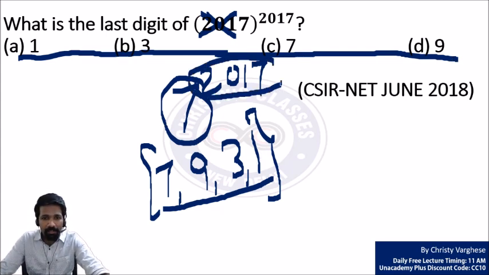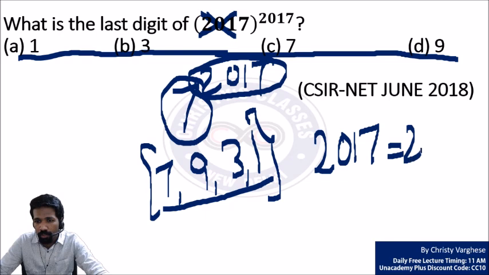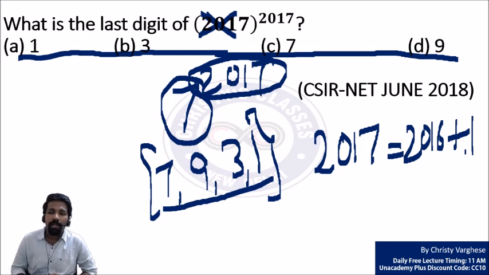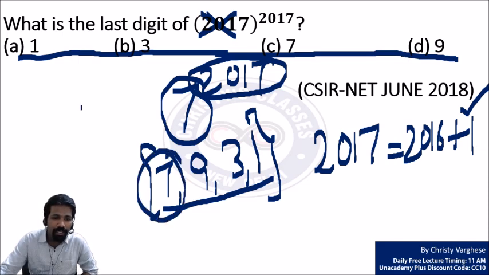That is determined by the nature of the power, 2017. 2017 is 2016 plus 1. 2000 is a multiple of 4, so 2016 is also a multiple of 4. Otherwise use the divisibility test I taught you: the last 2 digits are 16, and 16 is a multiple of 4, so 2016 also will be a multiple of 4. 2016 is a multiple of 4 means 2017 is 1 more than that. That means the remainder is 1. Remainder 1 means the first element is the answer.